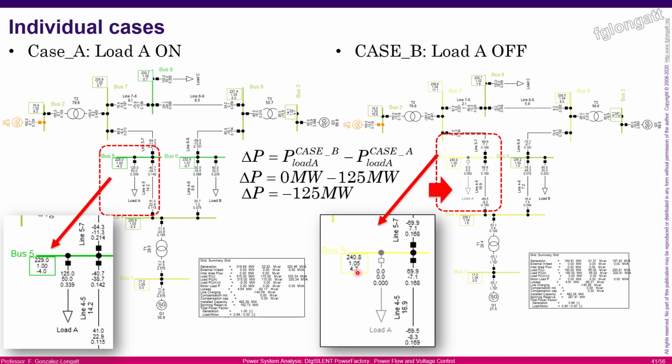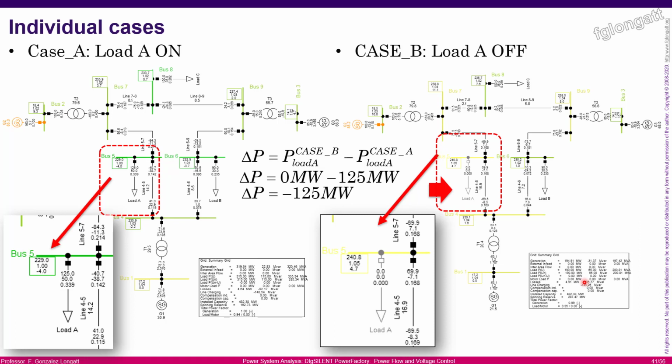Also, something really interesting is that you can see in the summary box, in case A, the active power losses were around 4.60, and now the active losses are 4.91.